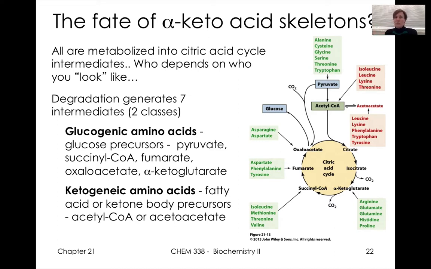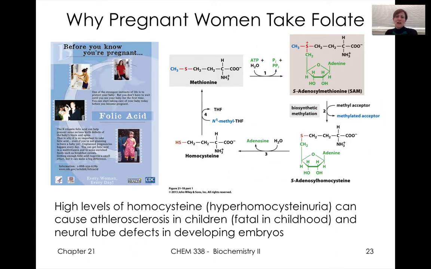Probably 14 or so pages in your textbook talk about the metabolism of all of these different amino acids. We're going to focus on two that have interesting medical side stories, and that has to do with why pregnant women must take folate. So we're going to talk about the problem with high levels of homocysteine, which is called hyperhomocysteinuria, and why that can cause birth defects. But again, it has to do with the improper ability to metabolize an amino acid skeleton, specifically looking at methionine.